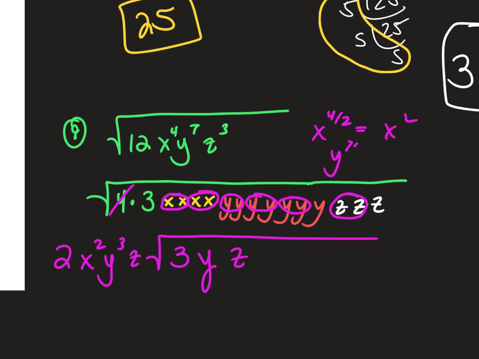Take your y, 7 divided by 2. How many times can 2 go into 7 without going over? 3 whole times, and then you have that 1 left over inside. Whenever you have an odd number, you're always going to have 1 left over. Same thing with z. 2 goes into 3 once with 1 left over. Does that make sense?